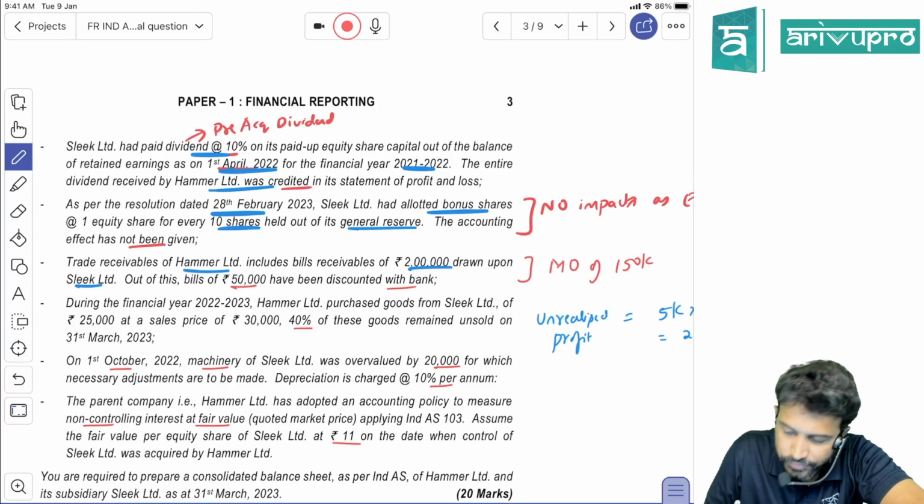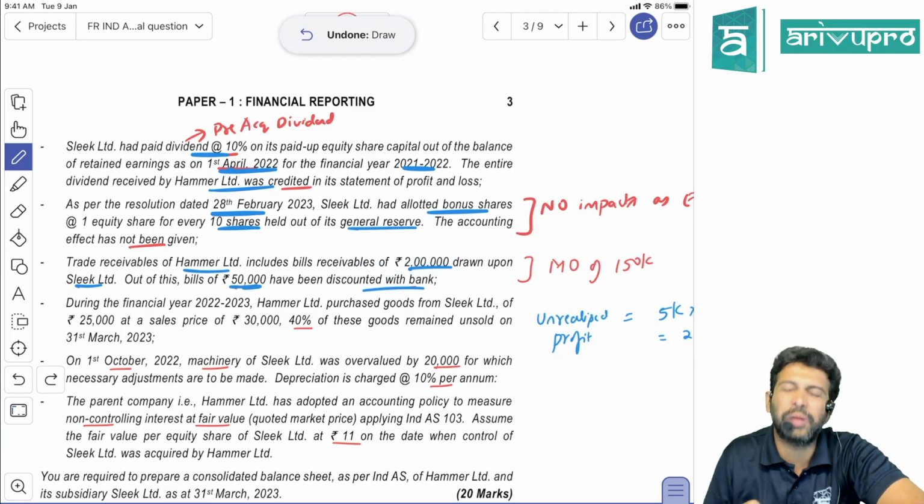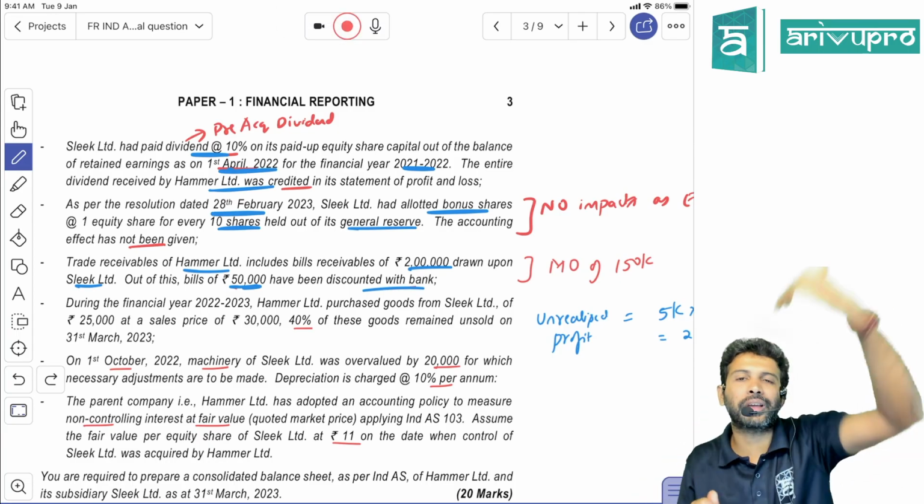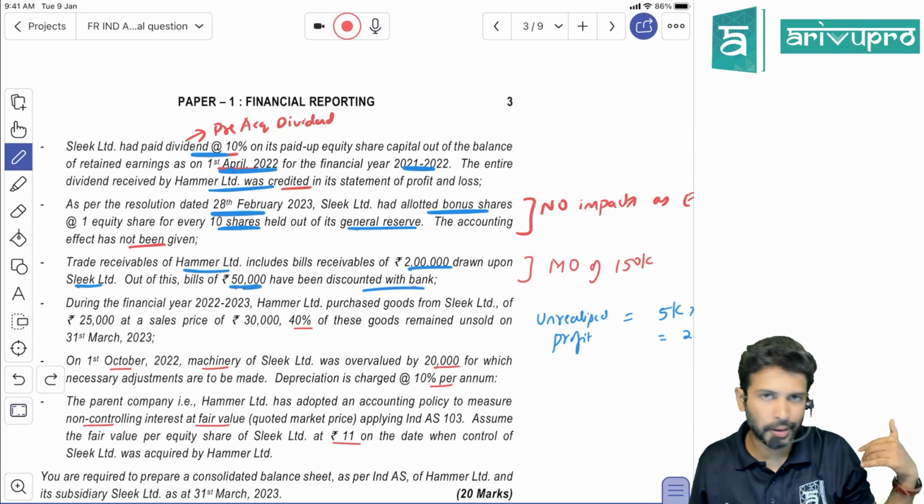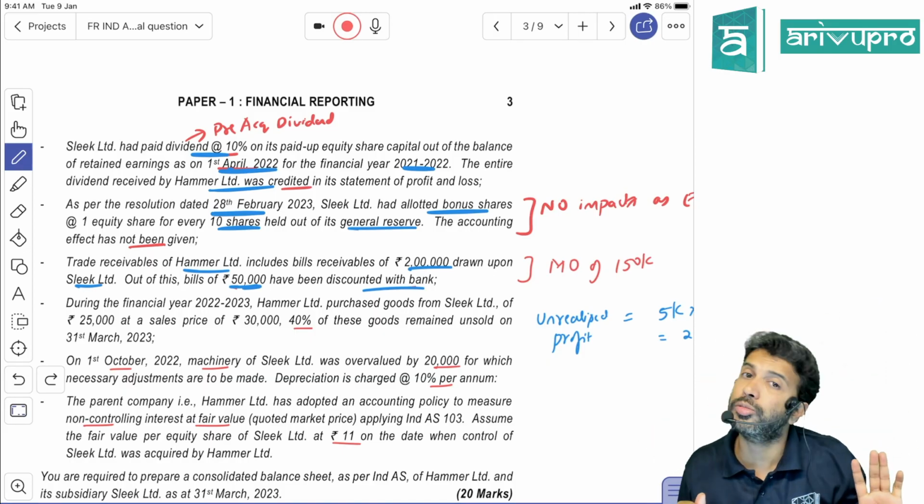Trade payable, rather. Value is 2 lakh. But hang on. Out of this bill, 50,000 of the bill has been discounted with the bank. So what does mutual owings mean, sir? If the parent has to pay the subsidiary company, or the subsidiary has to pay the parent, or one has to pay the other, then we call such a transaction mutual owings.